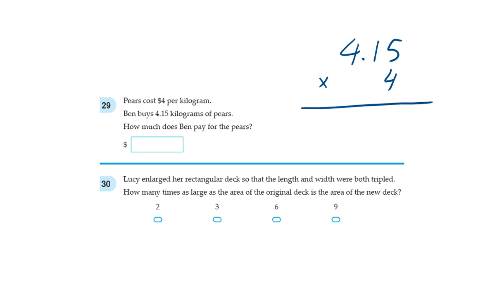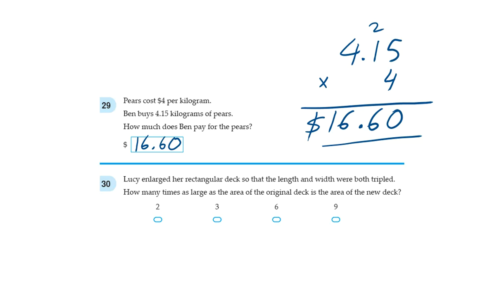So 4 times 5, put the 0 down, carry the 2, that becomes 6. Then we'll put the decimal point because the decimal point is 2 places from the very right. And then 4 times 4, 16. Then we can set the dollar sign at the end. So $16.60 will be our answer.